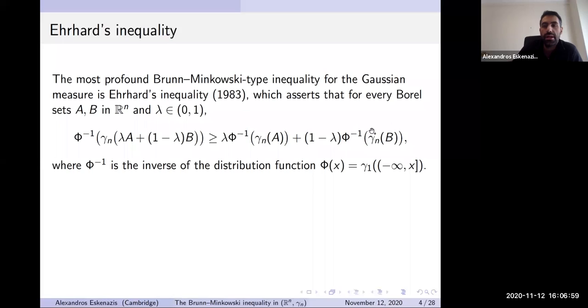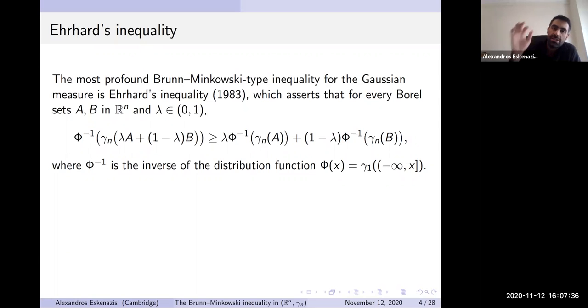If you have any Borel sets A and B in R^n, then phi inverse of the Gaussian measure of lambda A plus 1 minus lambda B is bounded below by lambda phi inverse of the Gaussian measure of A plus 1 minus lambda phi inverse of the Gaussian measure of B. And now what is this function phi inverse? Phi is the formal inverse of the distribution function of the Gaussian measure. So phi of x is the probability that a one-dimensional Gaussian random variable is smaller than x. This is an increasing and continuous function, and phi inverse is simply the inverse of that.